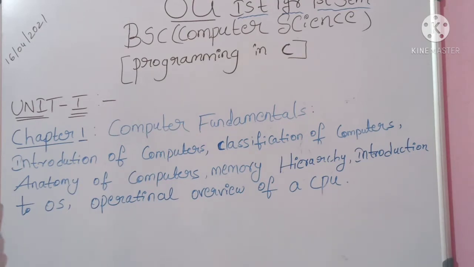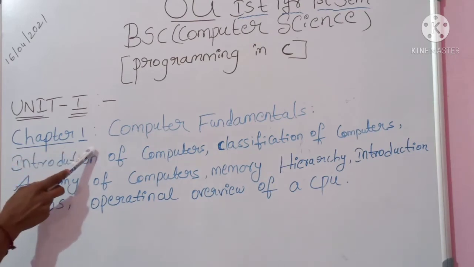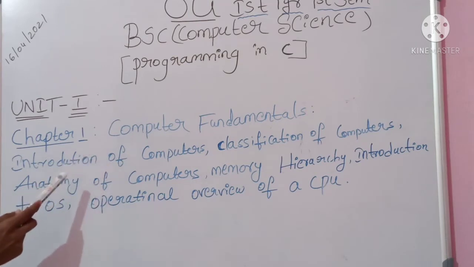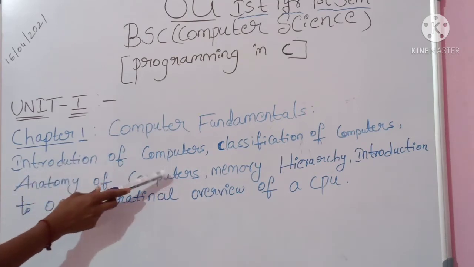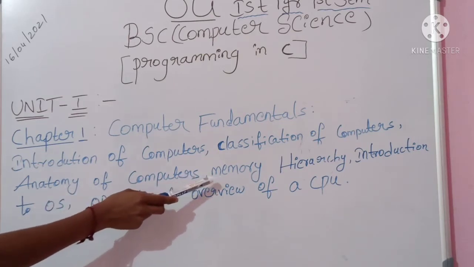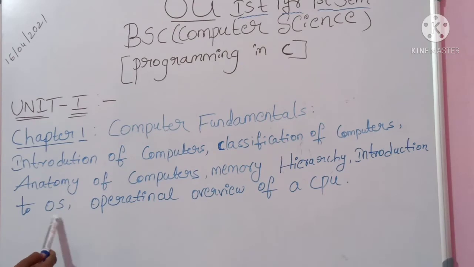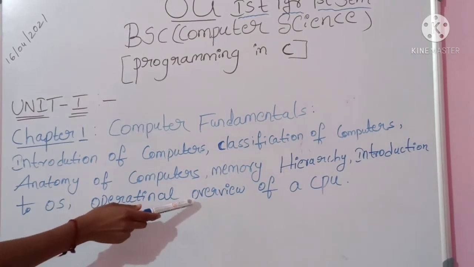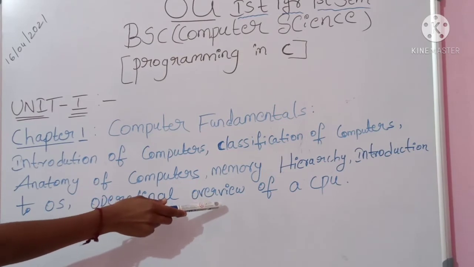Among the 4 units, here I am writing the first unit. In the first unit, I divided 4 chapters. This is chapter 1. What we have is computer fundamentals. In computer fundamentals, we have introduction of computers, classification of computers, anatomy of computers, memory hierarchy, introduction to an operating system, and an operational overview of a CPU, that is, the central processing unit.